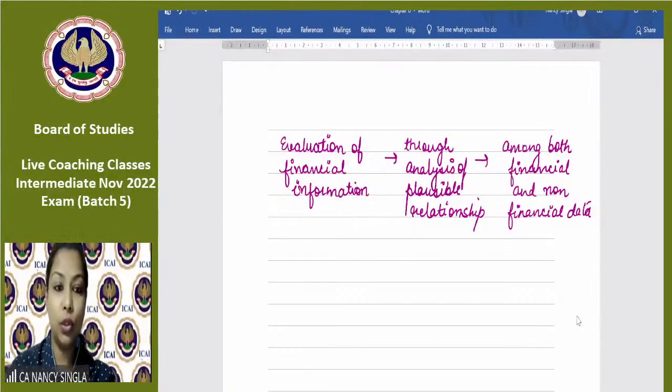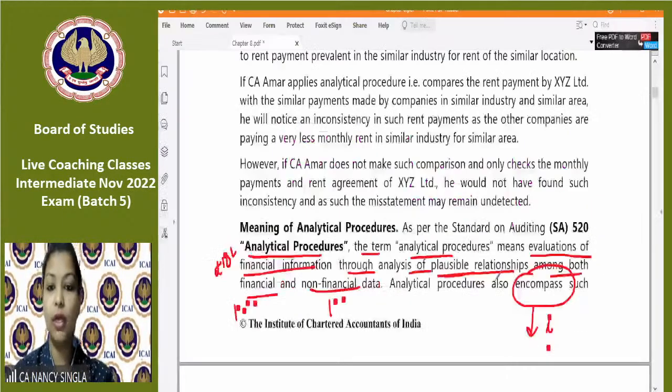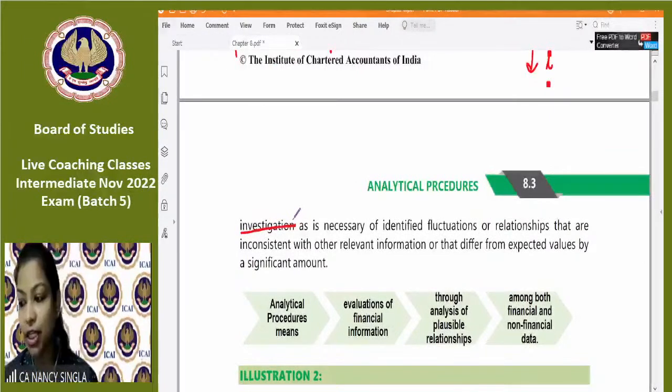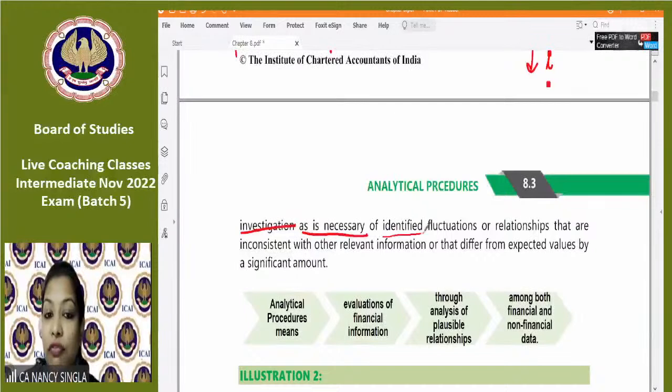Analytical procedure also encompasses, which means what? Include, involve. What? Such investigation. Investigation here means examination, as is necessary, depending upon the circumstances of the case, depending upon the auditor's professional judgment of what? Of identified fluctuation. A difference between 10 lakhs and 11 lakhs is what? Identified fluctuation. A fluctuation that has been identified.